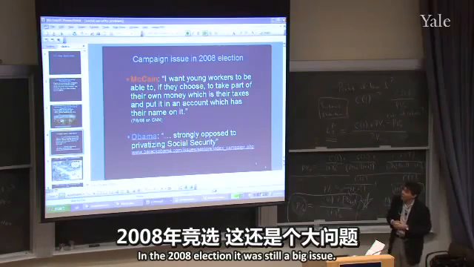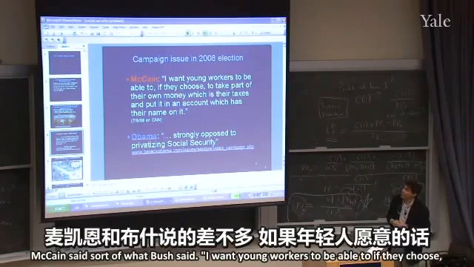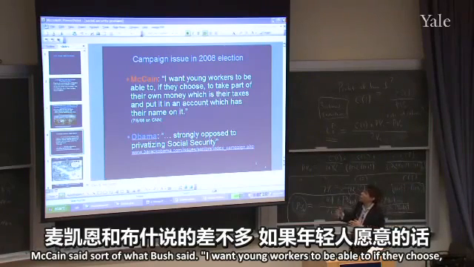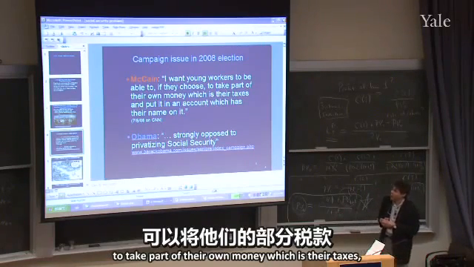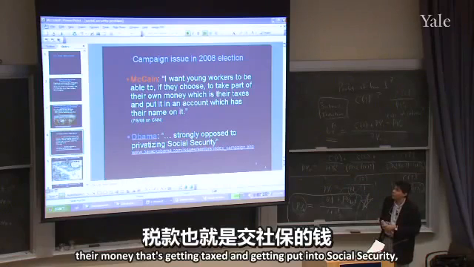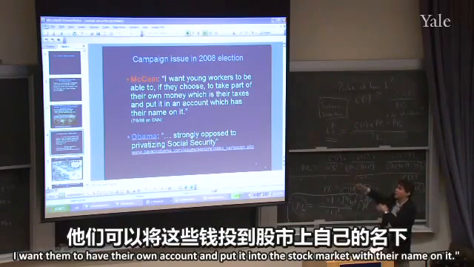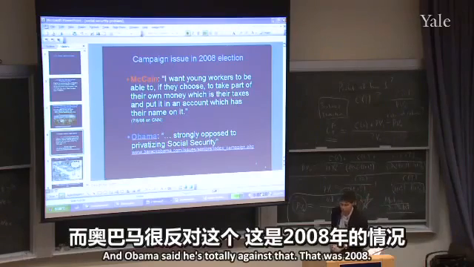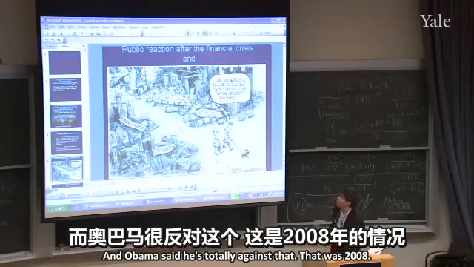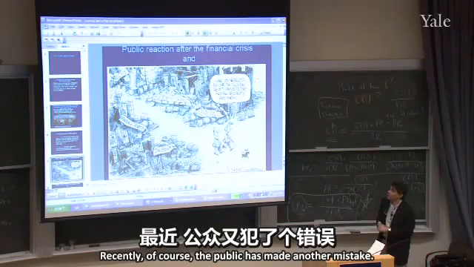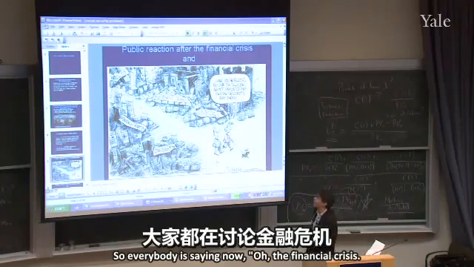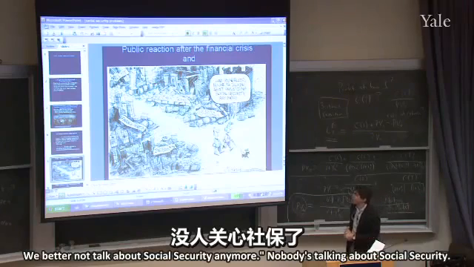In the 2008 election, it was still a big issue. McCain said, sort of what Bush said, I want young workers to be able to, if they choose, take part of their own money, which is their taxes, that's getting taxed and put into Social Security, I want them to have their own account and put it into the stock market with their name on it. And Obama said he's totally against that. Now, after that, that was 2008. Recently, of course, the public has made another mistake. So everybody's saying now, oh, the financial crisis, we better not talk about Social Security anymore.